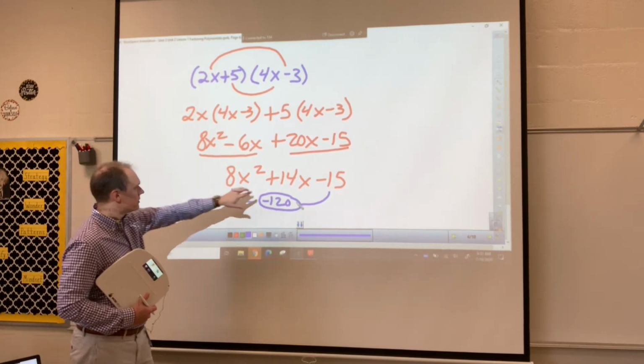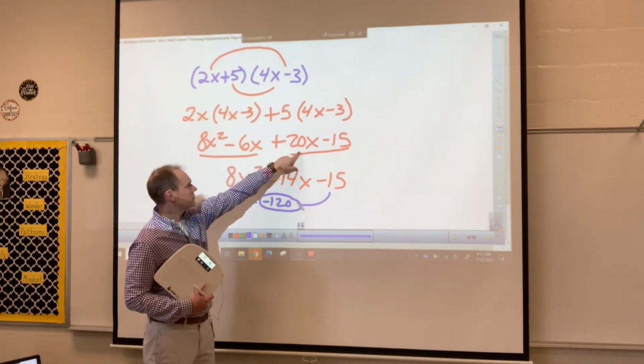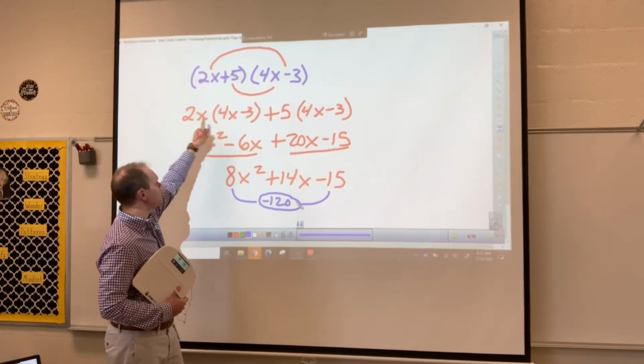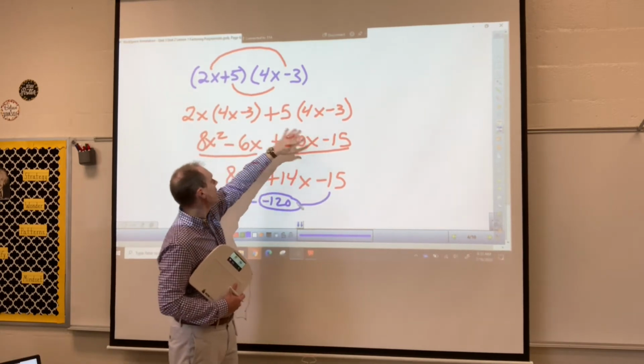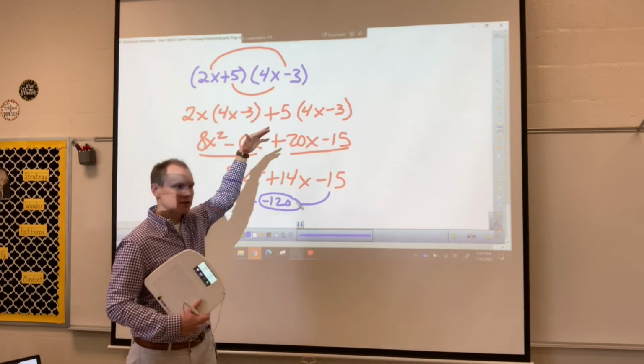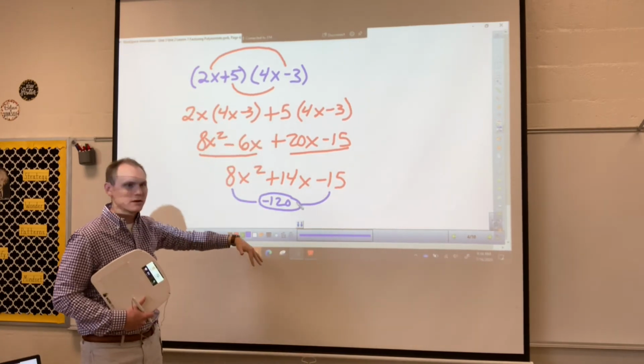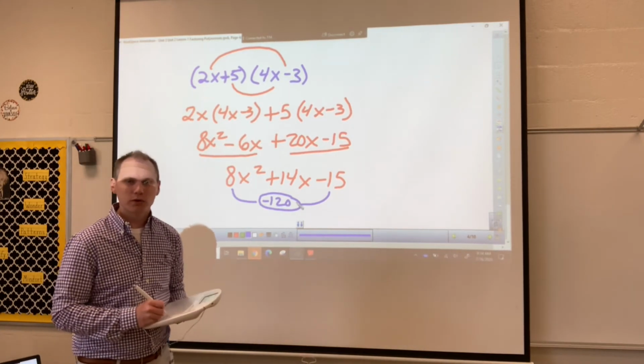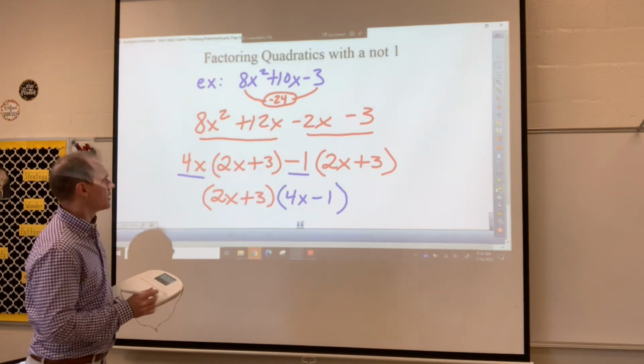And so that's how we would get these two terms, and of course we'd factor out the 2x from there and the 5 from there, and then we factor out a 4x minus 3 from both, and we get back there. So I hope you see the connection between the distributive property and what we're doing here, called factoring by grouping.